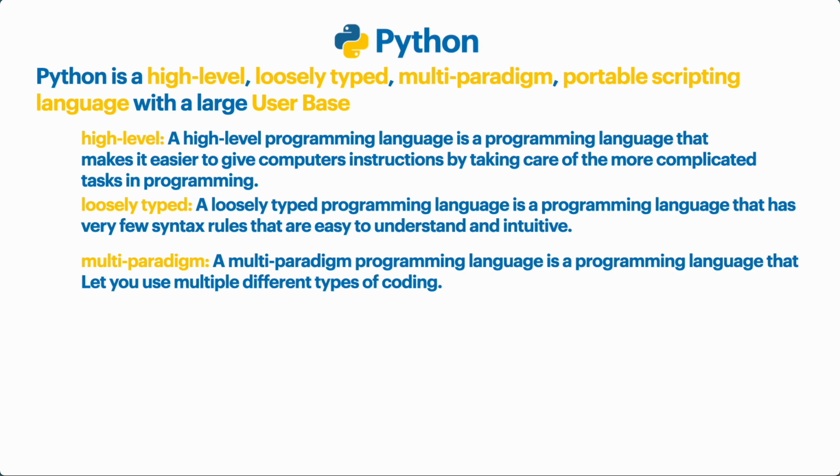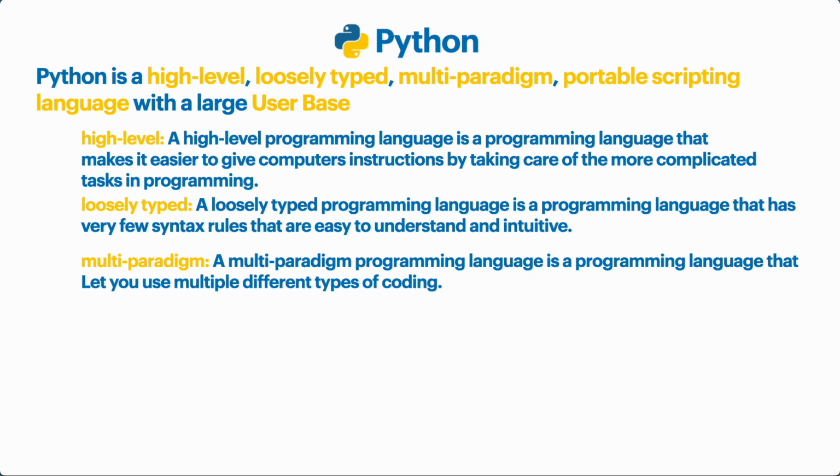So yeah, a multi-paradigm programming language is a programming language that lets you use multiple different types of coding formats. Again, I don't want you to worry about this. I just put this up here because it's a good term to understand. But we're going to look at this term from a different perspective later on in one of our future videos, so you get a better understanding. So for now, don't worry about this term.